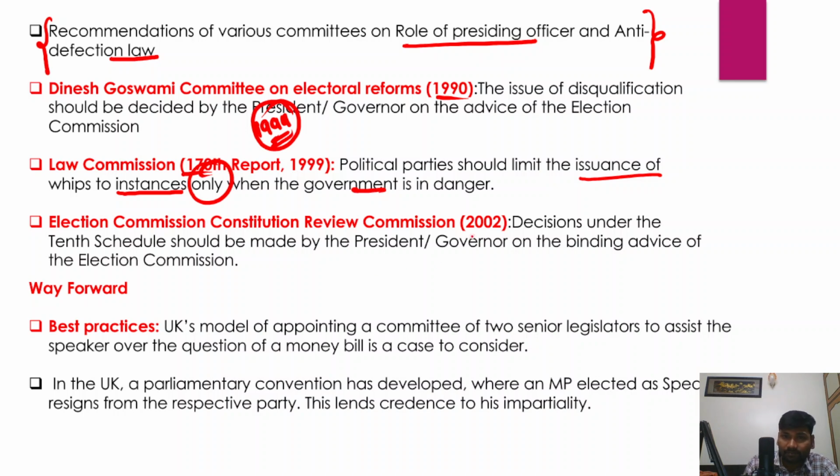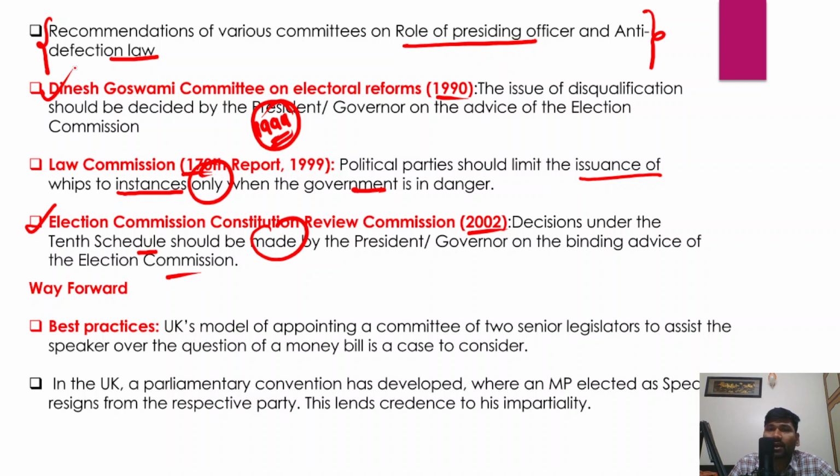So in fact, the Election Commission, Constitution Review Commission 2002 has held that decisions under the 10th Schedule should be made by the President or Governor on the binding advice of the Election Commission. A similar recommendation to the Dinesh Goswami Committee has been made. So what should be the best way forward in this context? As we have already discussed, in different countries there are best models.